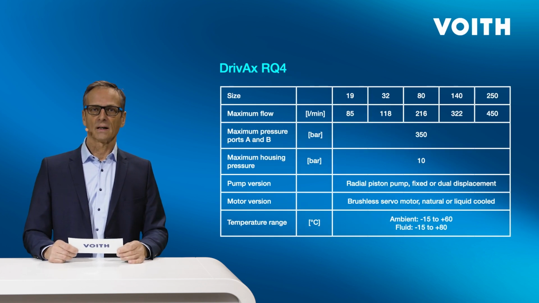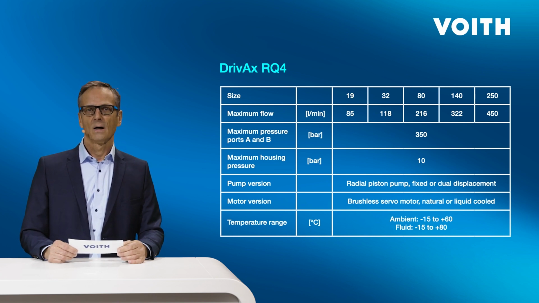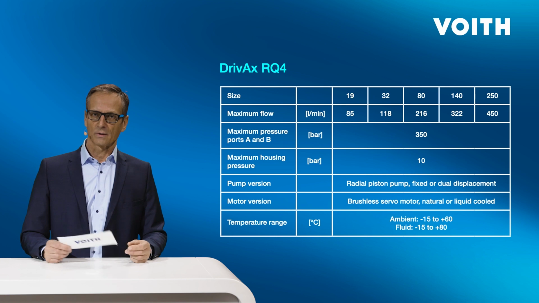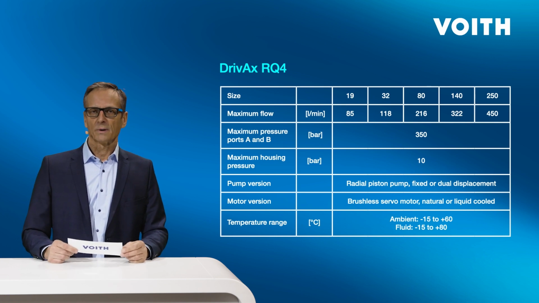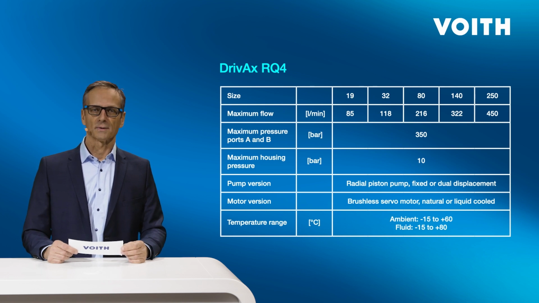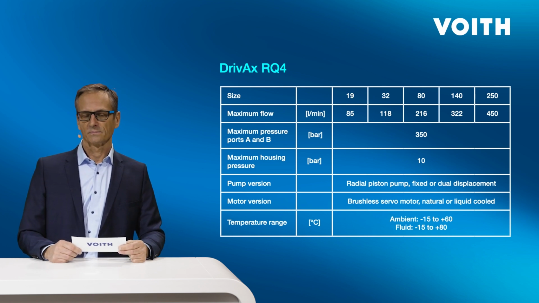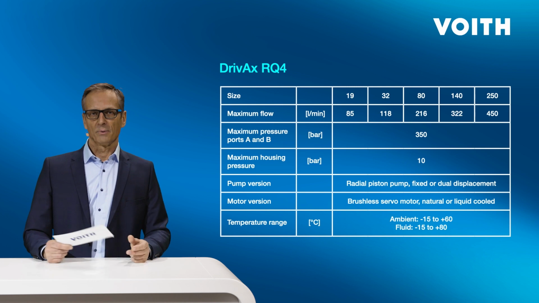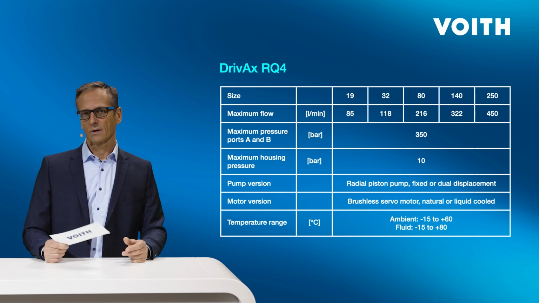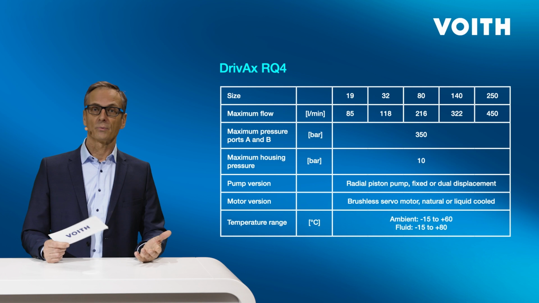Drivex Rq4 is available with 5 pumps from 19 to 250 ccm. Over the rated speed range of motor and pump, volume flows between 85 and 450 liters per minute can be continuously controlled. Of course, the pumps are combined with power-matched motors to match their displacement. The corresponding engineering is already included in the package. The pressure, which can also be controlled through the servo motor, can cover the range up to 350 bar.